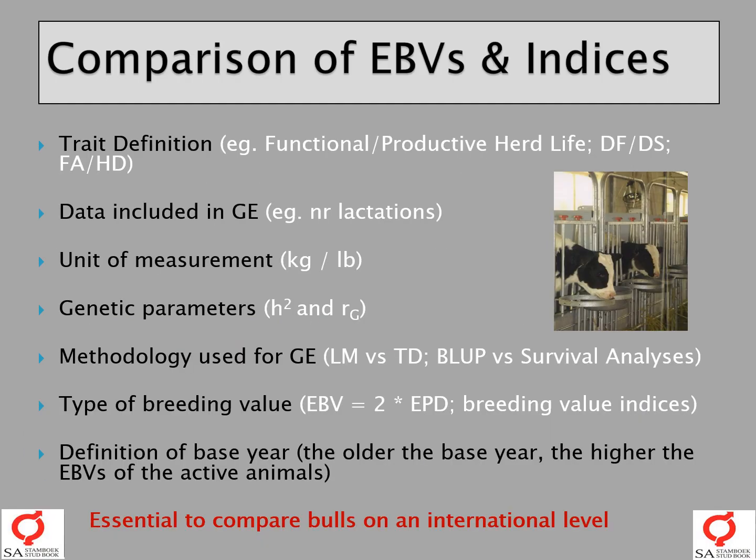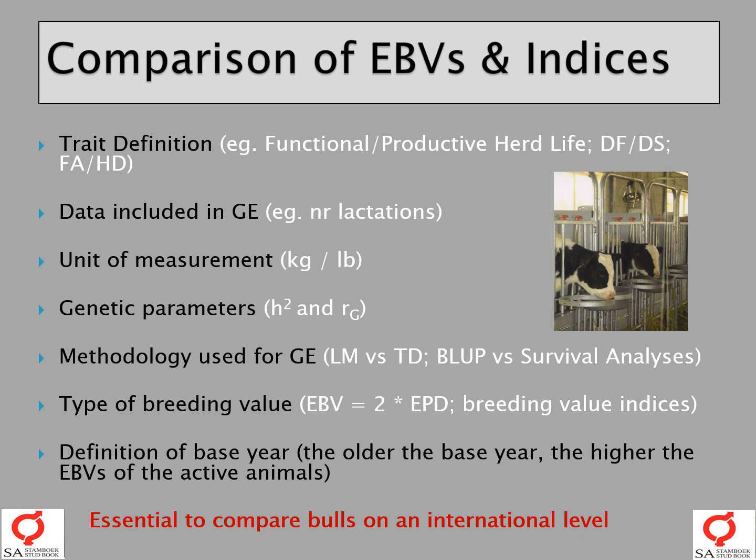Now, all countries do their own genetic evaluations, but the breeding values and selection indices of different countries are not comparable. And here is a list of reasons why. First of all, countries might differ with regards to the way the trait is being defined. For example, for longevity, some countries use functional herd life, while other countries use productive herd life. Some countries measure dairy form, while other countries measure dairy strength, and some countries measure foot angle, while other countries measure heel depth. It is therefore not the same trait that is being used.